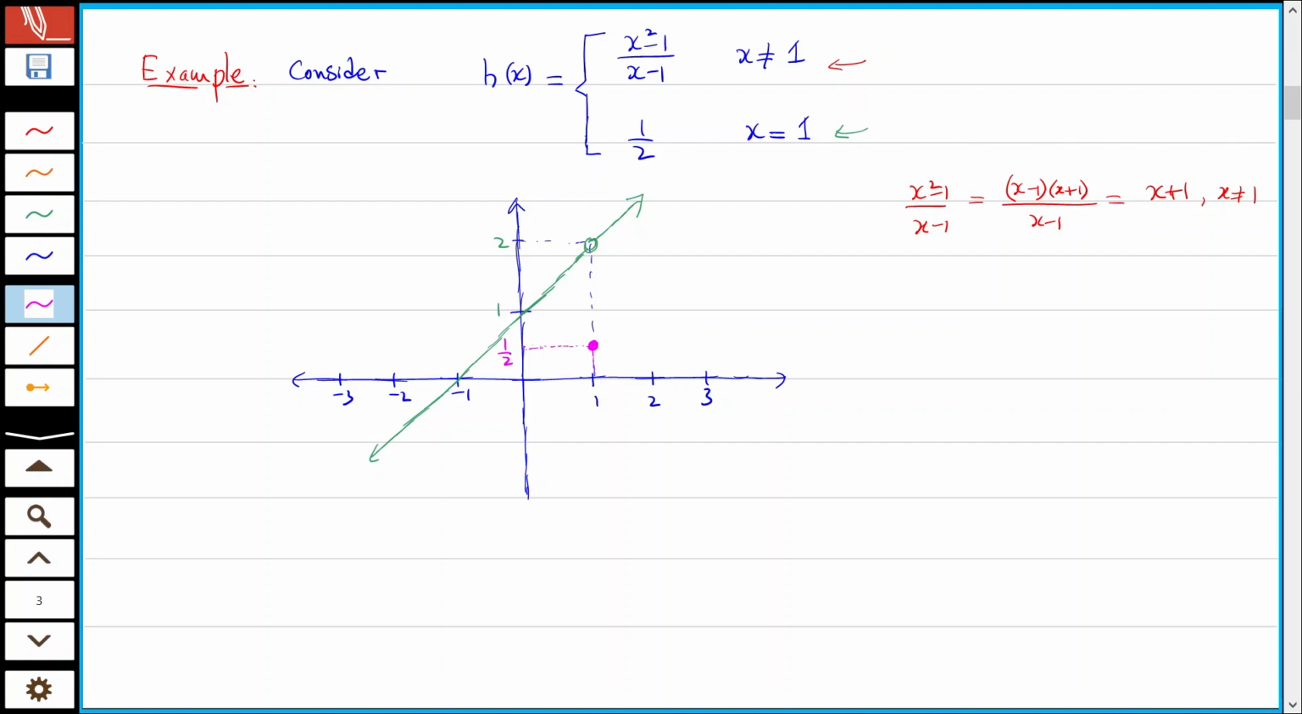Now it's the same function. I'm not stepping exactly at x equals 1, so I'm not looking at the value of 1 over 2. When I do this limit, still limit x approaches 1 of this function, now h of x, still equals 2. If you stay close to 1, for example here, you will be going closer to 2 on the y-axis.